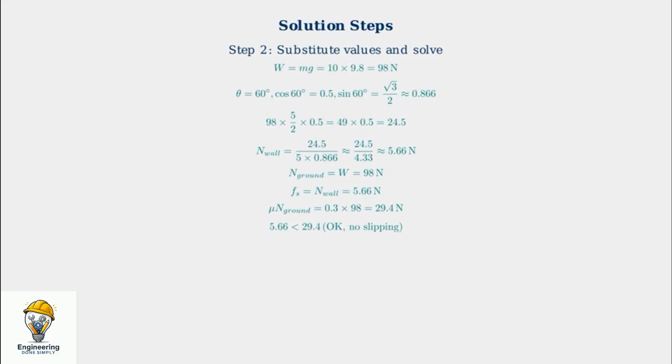Maximum friction is 0.3 times 98 equals 29.4 newtons. Since 5.66 is less than 29.4, the ladder won't slip. The key decision here is that friction adjusts to whatever value is needed for equilibrium, as long as it doesn't exceed the maximum static friction force.